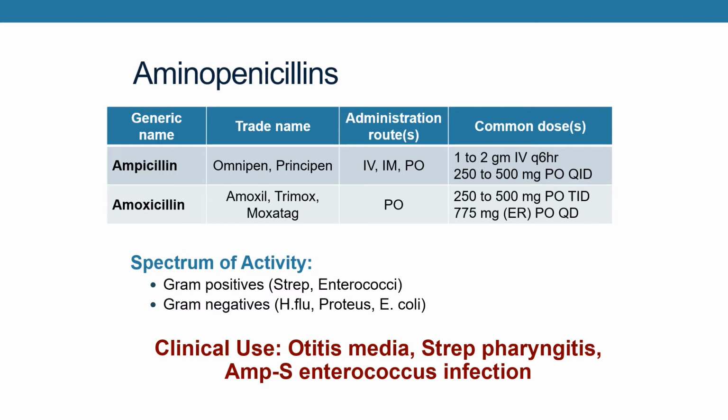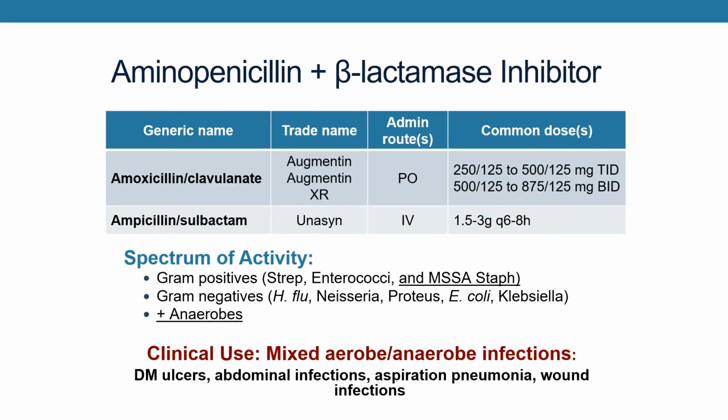They also have some gram-negative coverage, including Haemophilus influenzae, Proteus, and E. coli. What is important to remember, Haemophilus influenzae and E. coli can produce penicillinases, which can give them resistance to these drugs. Because of this coverage, it is the drug of choice for conditions such as otitis media, strep pharyngitis, and AMP-sensitive enterococcus infections.